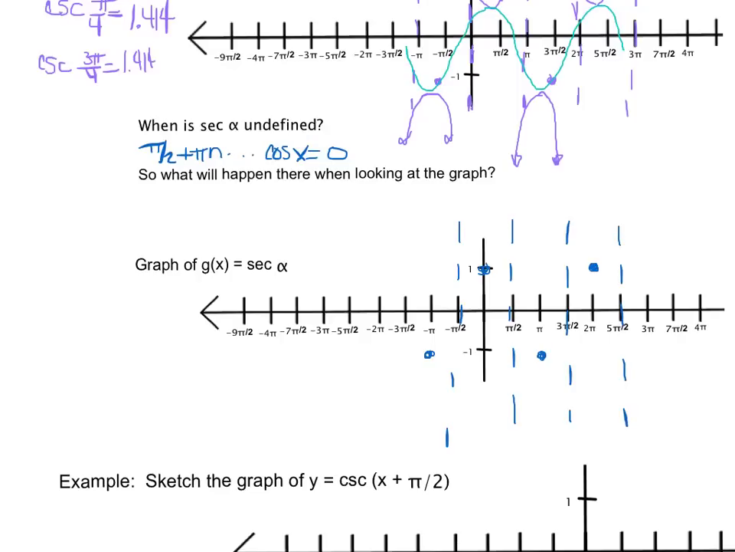And again, I'm just using that dashed line for my asymptotes. If I again pick a test point, what you're going to notice is that secant looks almost identical to cosecant in the aspect that once again, I'm going to have these U shapes in between each of my vertical asymptotes.